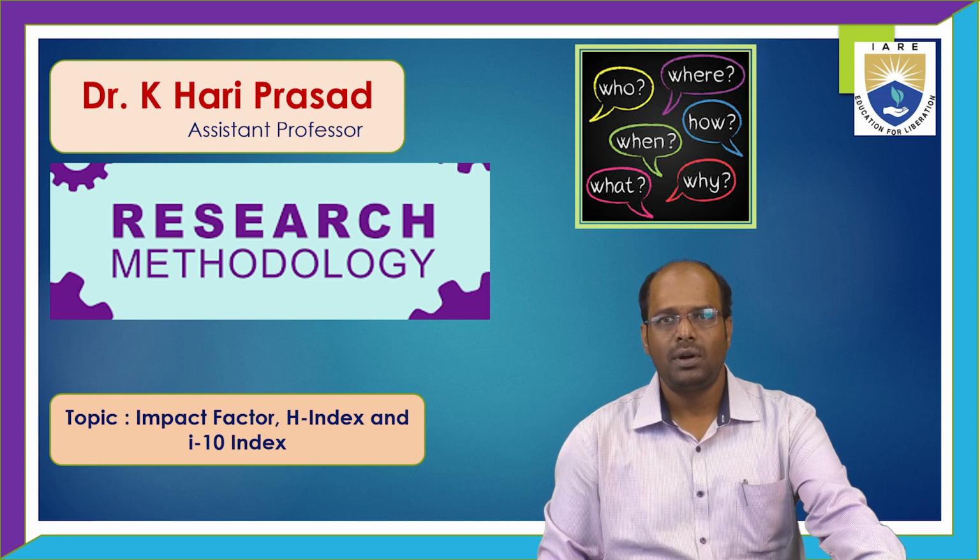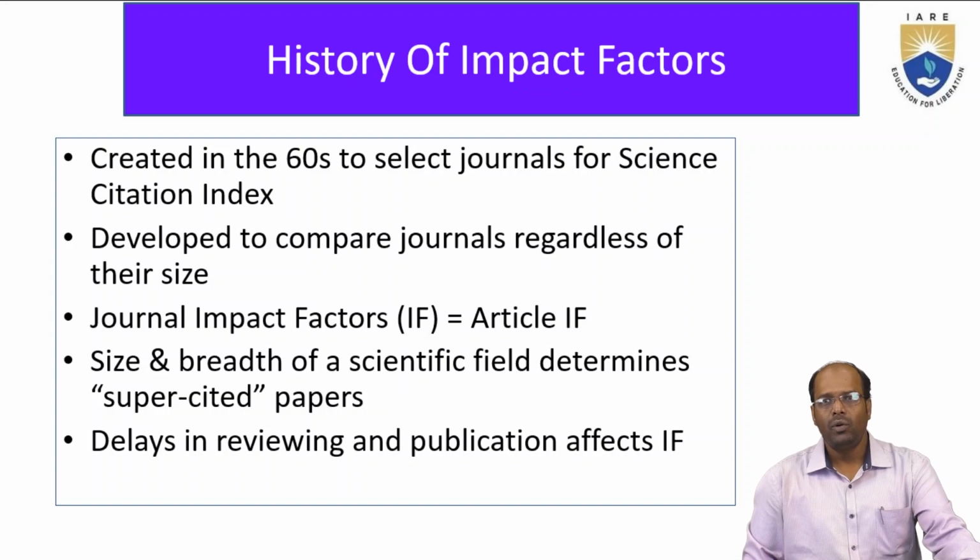So first, I want to start with impact factor. Before going into the impact factor, we need to revise the history of where it started. The impact factor was first created in the early 1960s. Why was it created, and why is impact factor important? Because to select journals for the Science Citation Index, it was developed to compare journals regardless of size, whether a journal is publishing 300 articles, 1000, or 10,000 articles. What matters is the citations; based on that, the impact factor will be influenced.